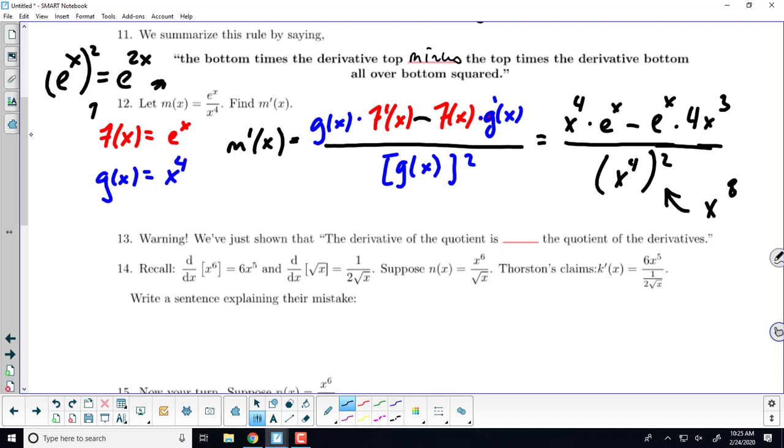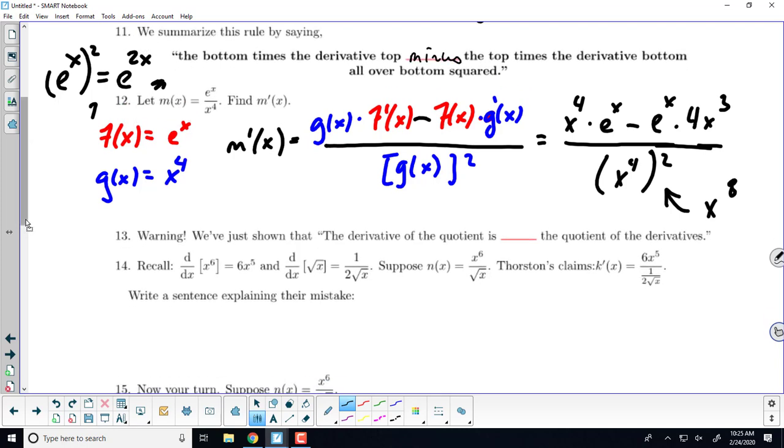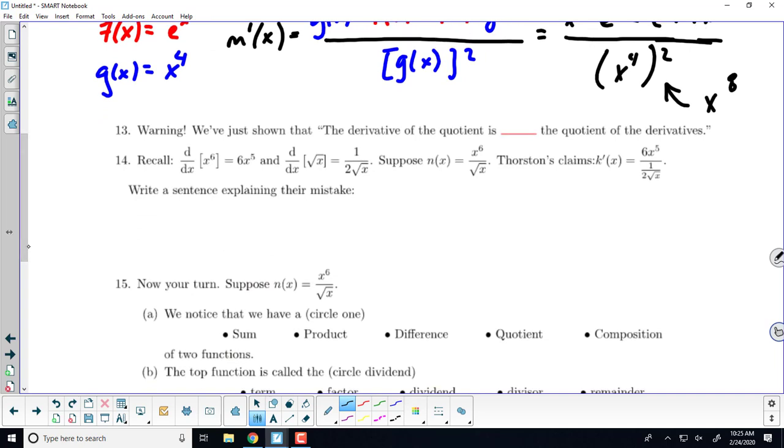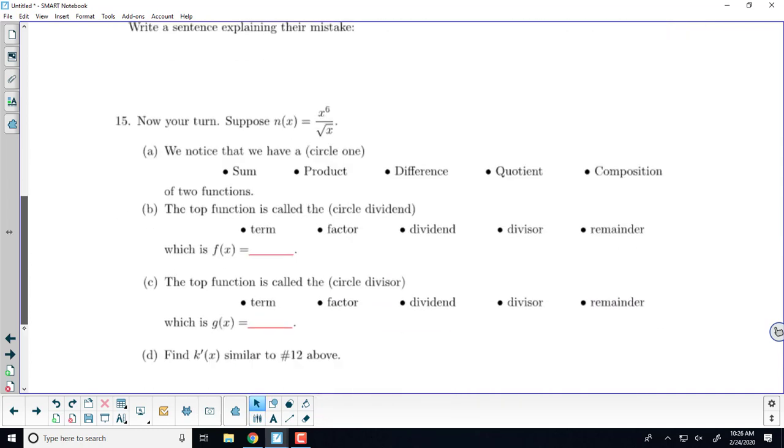So that's the quotient rule. Again, I give you this statement here: the derivative of the quotient is not the quotient of the derivatives. That shouldn't surprise you. If multiplication doesn't work, then absolutely division won't work. Here you get a nice example of the classic mistake. I see this all the time. The top function is x to the 6th. The bottom function is the square root of x. And somebody just takes the derivative of the top over the derivative of the bottom. They forgot all about the quotient rule. They thought they could distribute the derivative over the quotient. So I'll let you guys go ahead and finish up this handout on your own time.